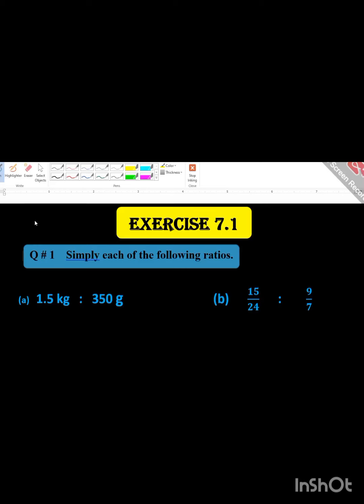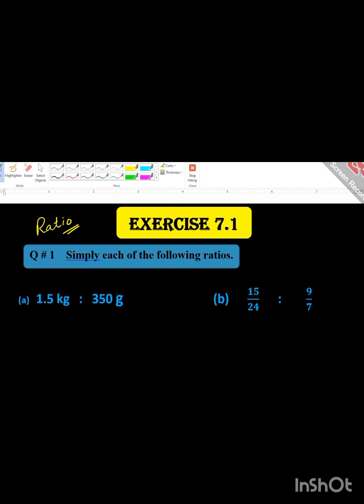In the first lecture, you are clear about the concept of ratio and the equivalent ratios. I hope you practiced at home the questions I assigned you, and it is clear how to simplify the different ratio questions and the equivalent ratio questions. So today we will start our exercise, that is 7.1.